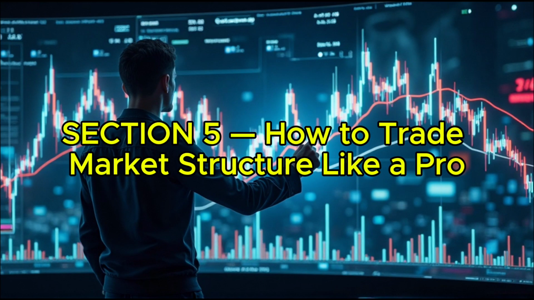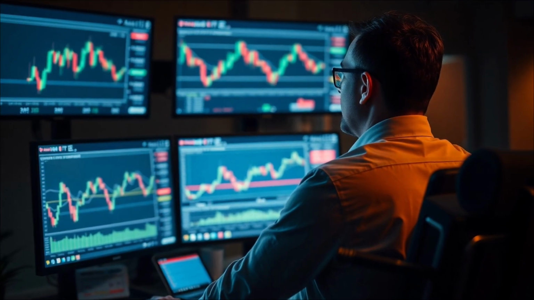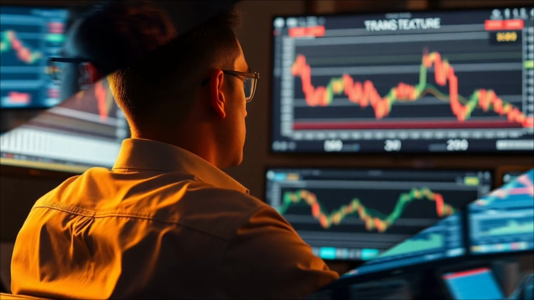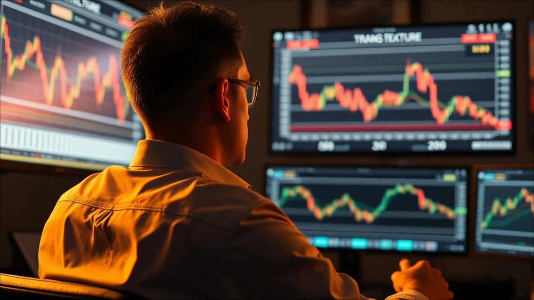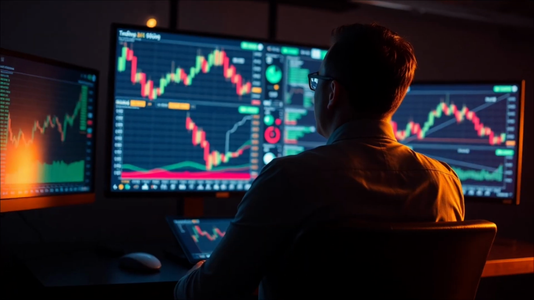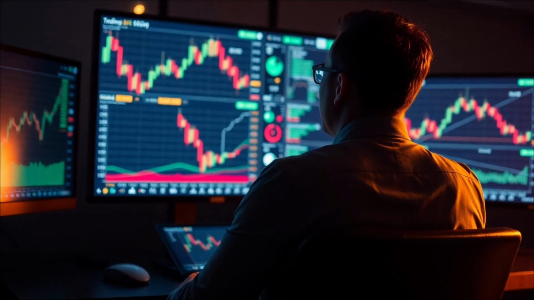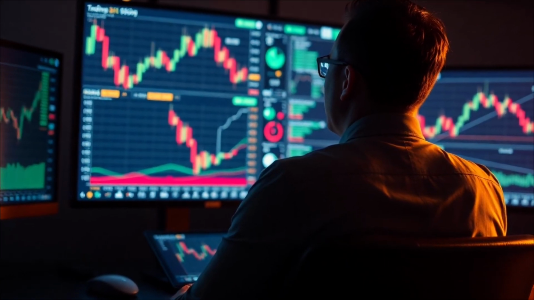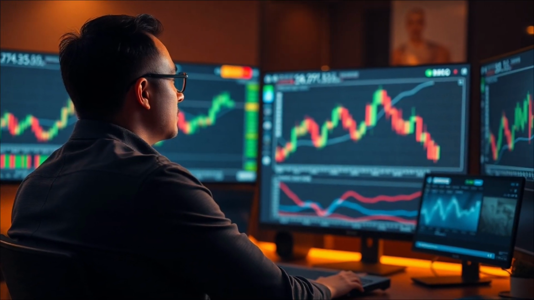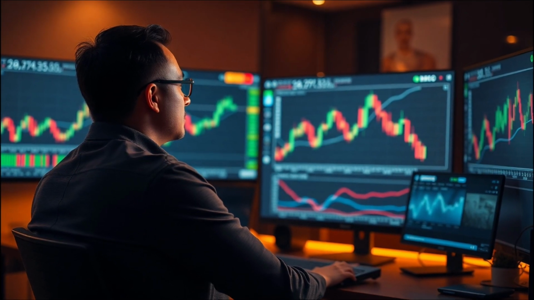Section 5. How to trade market structure like a pro. So now you know how to identify market structure, but knowledge alone doesn't make you profitable. The real question is, how do you actually trade it like a pro? Here's the good news. You don't need to chase every candle or load your charts with indicators. Professional traders keep it simple. They use structure as a roadmap, then patiently wait for the market to come to them. Let me show you exactly how.